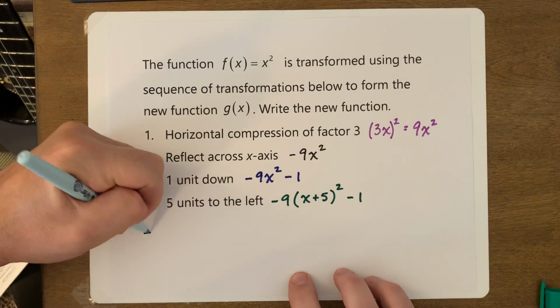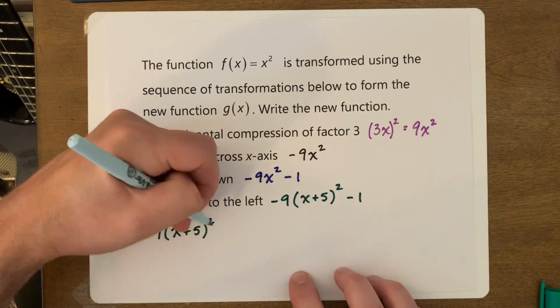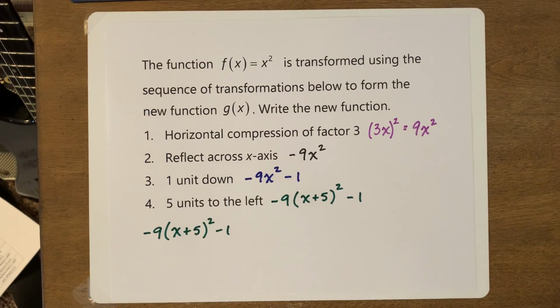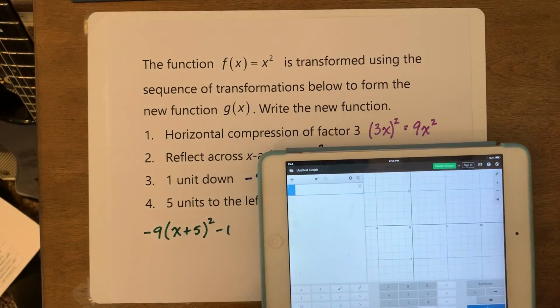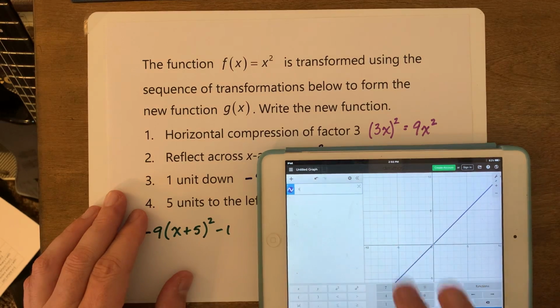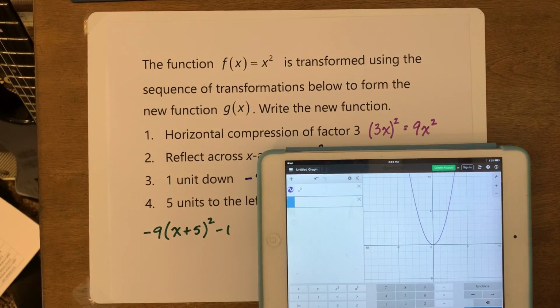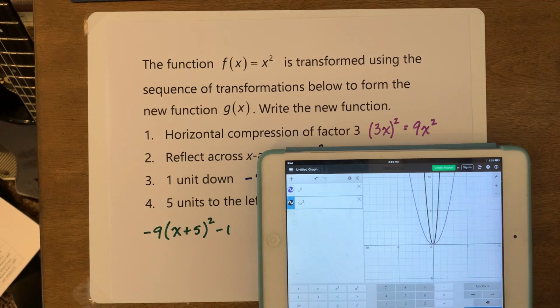I'm going to write it over here so I can see it on Desmos when I put my iPad down. Okay, so now let's take a look and see what this looks like. All right, here we go. Let's home this. Okay, so let's start with x squared. All right, now horizontal compression factor of 3. So we said that was 9x squared when we got done. Okay, horizontal compression. The points are being pushed horizontally toward the y-axis. Clearly, that's what's happening. They're being pushed horizontally toward the y-axis.